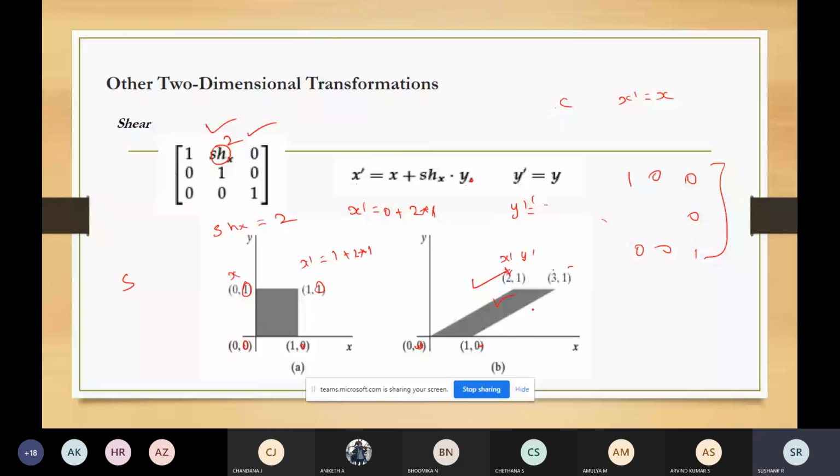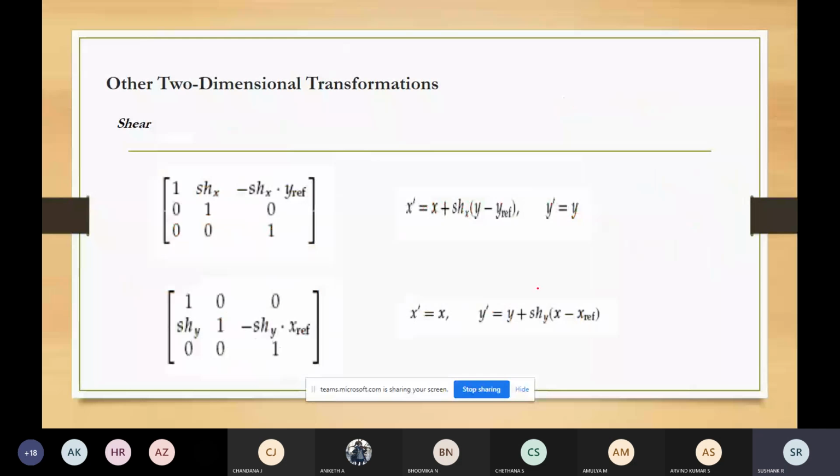In the same way, you can generate the x direction shear relative to a reference line, given by this formula. And this is the transformation matrix. Also you can get the y direction shear with respect to the reference line x reference by this transformation and the coordinate values.